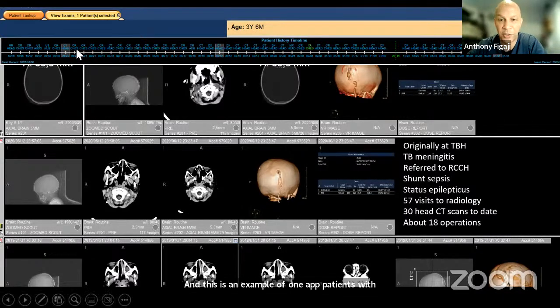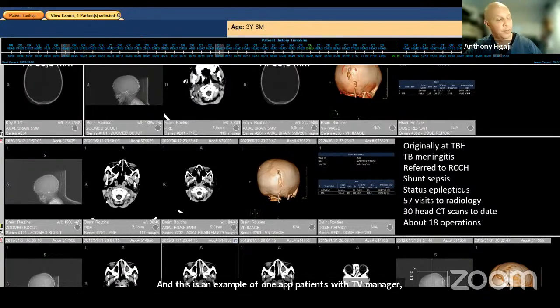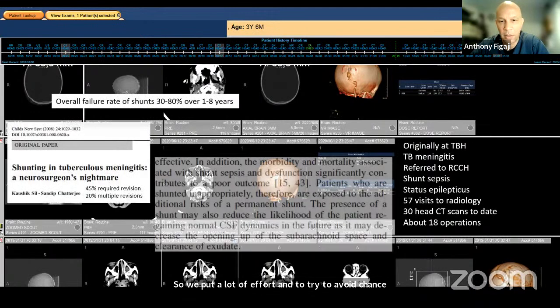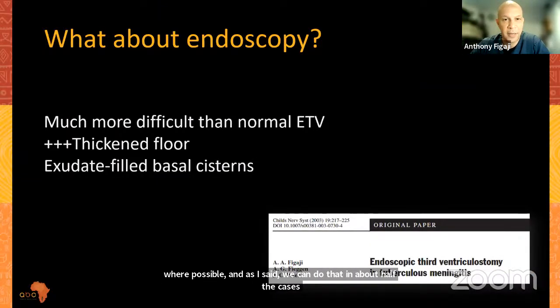And this is one of the reasons that we try to avoid shunts, because everybody knows when you manage a patient who runs into trouble with shunts, we end up with lots of scans, lots of shunt revisions. So we put a lot of effort into trying to avoid shunts where possible. And as I said, we can do that in about half the cases.